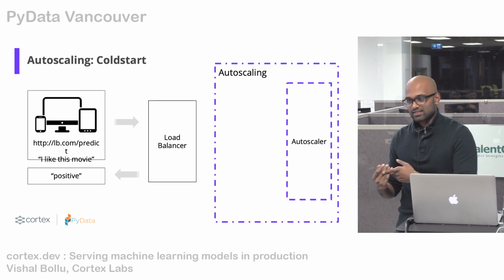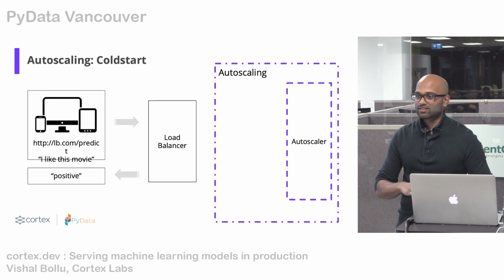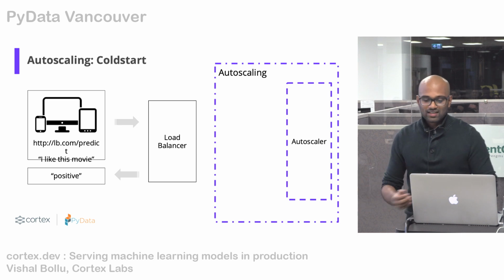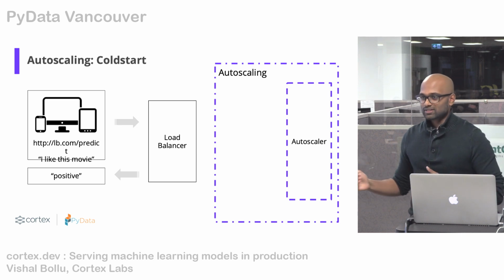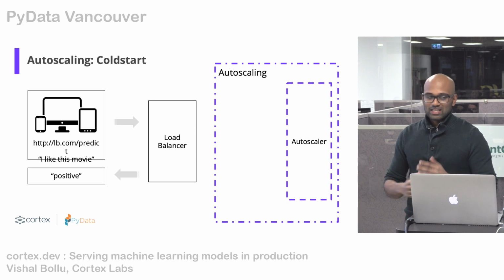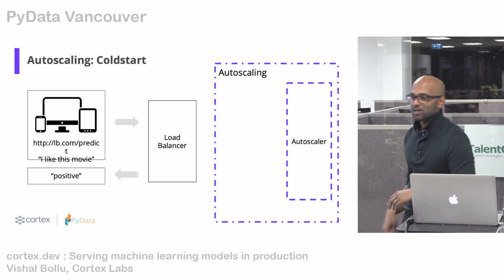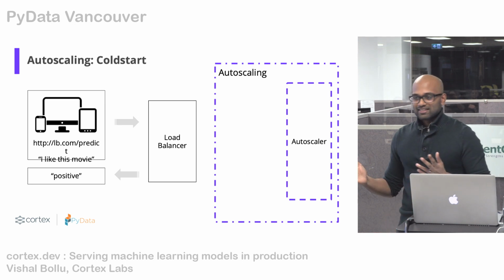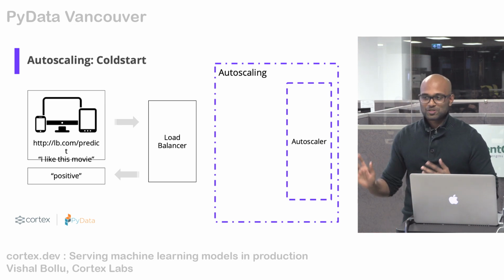until an instance is allocated, a Docker image is installed, the model is downloaded and loaded, and then you can fulfill that request. Now that might take anywhere from like 30 seconds to like 10 minutes, I don't know, depending on how large your model is. All right, so that's terrible user experience.